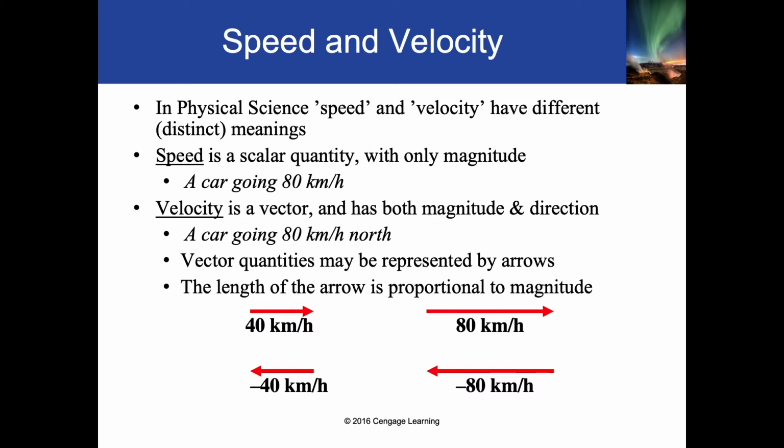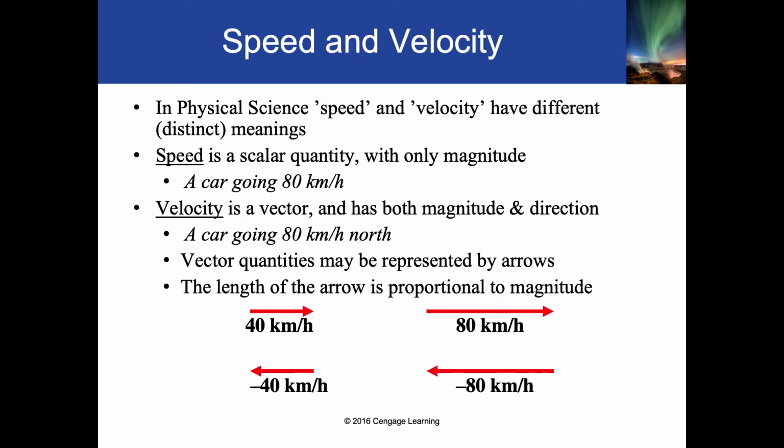Vector quantities may be represented by arrows most of the time, right? That's what we do. And these arrows will be proportional to the magnitude. So you can see here there's 40 kilometers per hour going towards the right, and then 80 kilometers per hour going towards the right as well, and the arrow is twice as long as that 40 kilometers per hour.